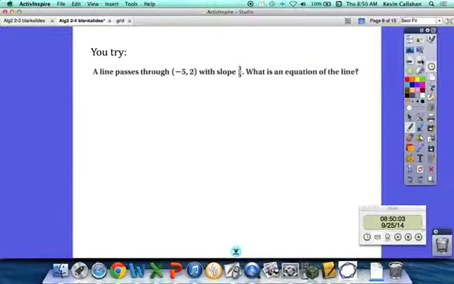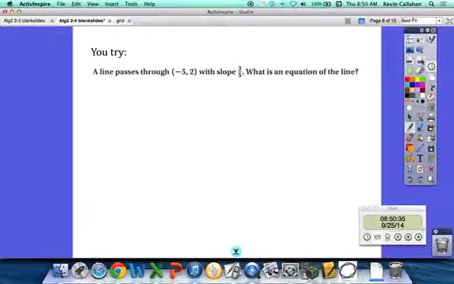It's minus and negative, which makes it a plus. Good job. So how are you going to simplify that? X minus negative 5. Right. Right. Check a couple more. Y minus 2 equals 3/5 x plus 5.